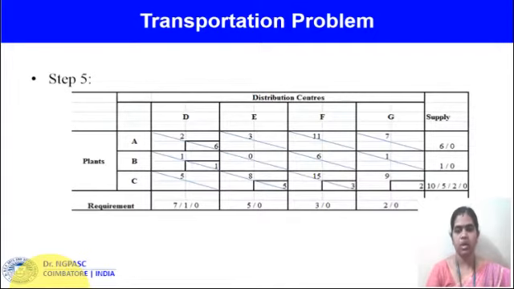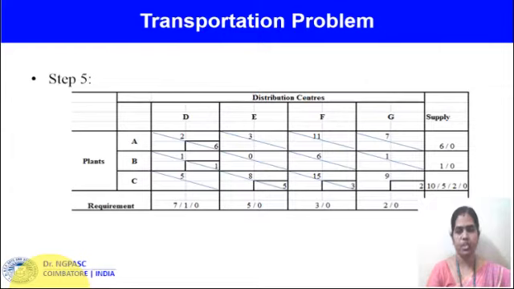Now count the number of allocations. So the number of allocations is 5. Check for the rim condition. Rim condition is m plus n minus 1, where m represents the number of rows and n represents the number of columns. So m here is 3 rows and n is 4 columns. So m plus n, 4 plus 3 is 7, 7 minus 1 is 6. We need to have 6 allocations, but we have only 5 allocations.